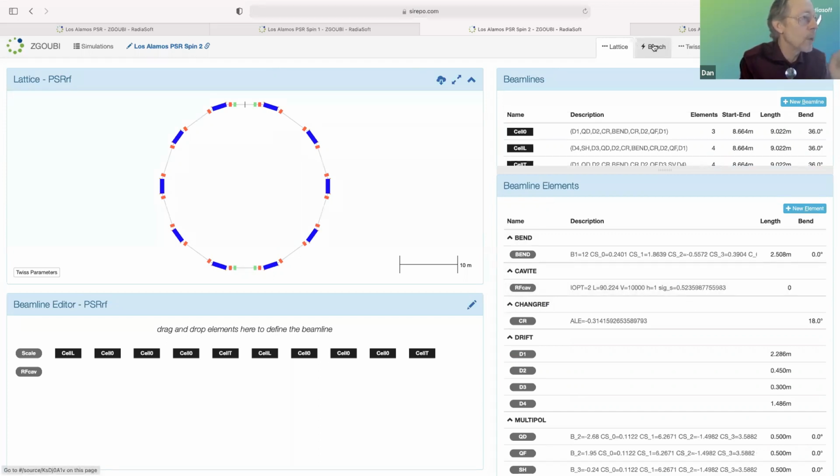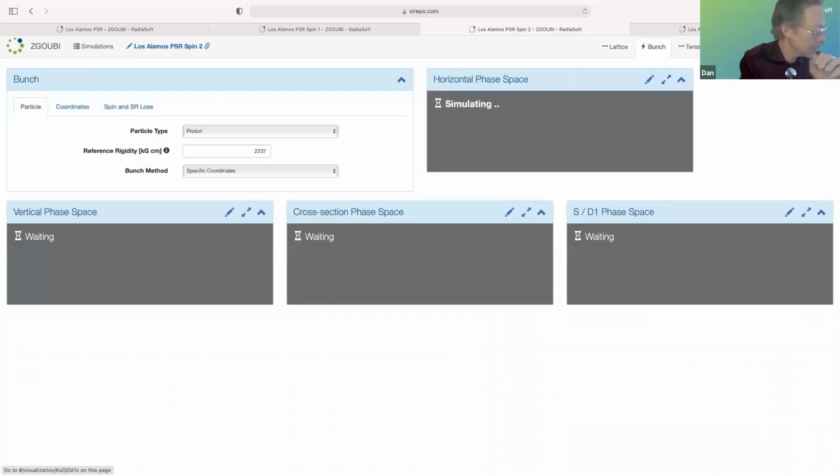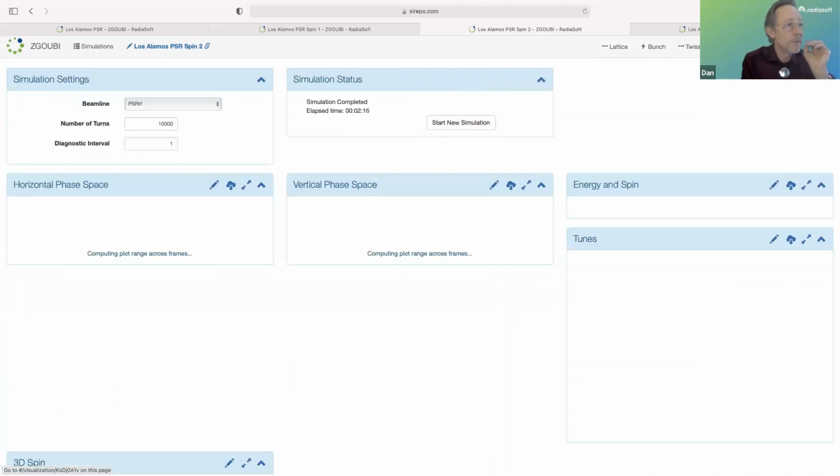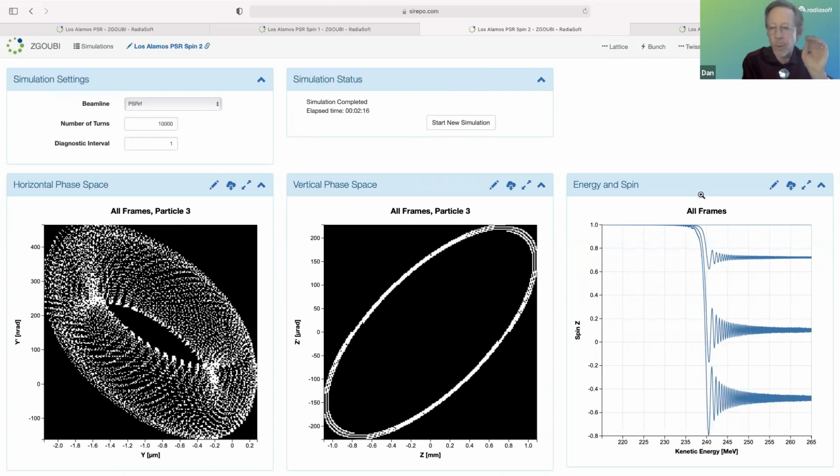So this is 5 kilovolts per turn, and I'm going across 10,000 turns to cross the same energy. So I'm crossing the resonance much more slowly. And the final values are different. There's more time for the spins to tip over. But the energy gain per turn is slower.